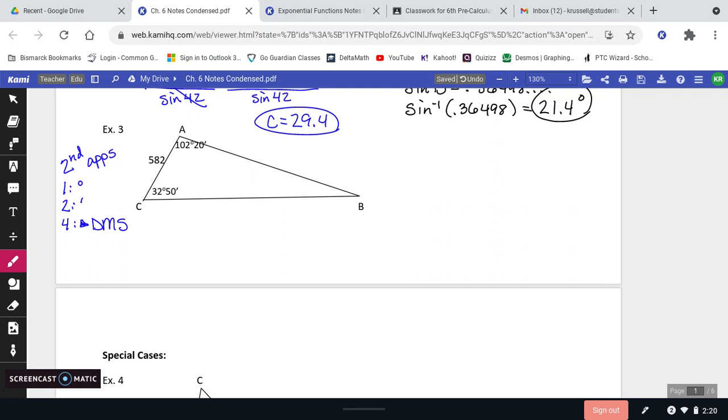Again, same thing. We're going to set up the same type of ratios and solve this one. So let's see our list. I do not know the measure of angle B, and I do not have side C or side A. So those are 3 pieces of information that we're going to find. Now, I do know 2 of the angle measures, so I'm going to do 180 degrees minus 102 degrees, 20 minutes, and I'm going to subtract 32 degrees, 50 minutes.